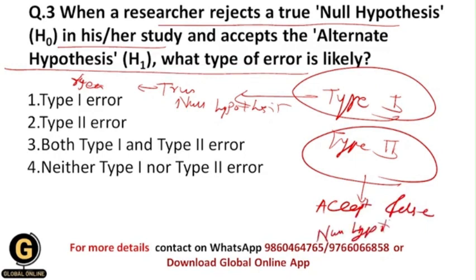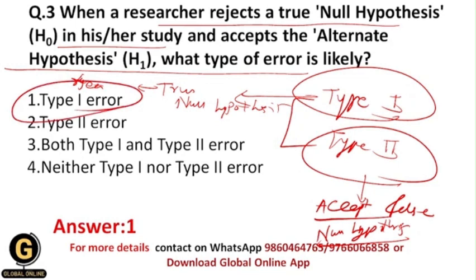Okay, false null hypothesis. These two concepts are really important to all of you, because every year you will be getting questions on them in the PhD entrance test. That's why in this question your correct answer should be 1, that is type 1 error, because the question asked regarding type 1 error itself. Here we are going to reject the true null hypothesis, and in that situation type 1 error occurs.